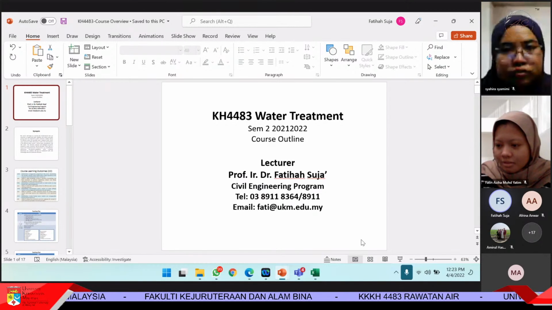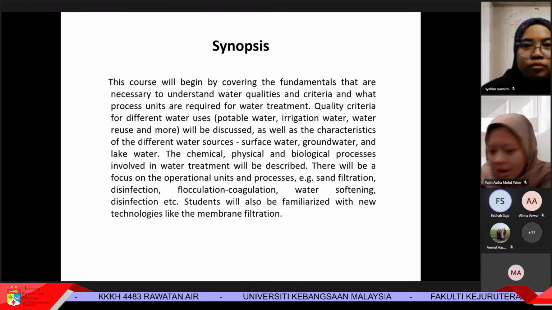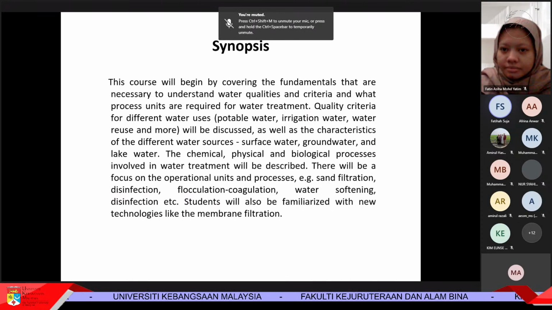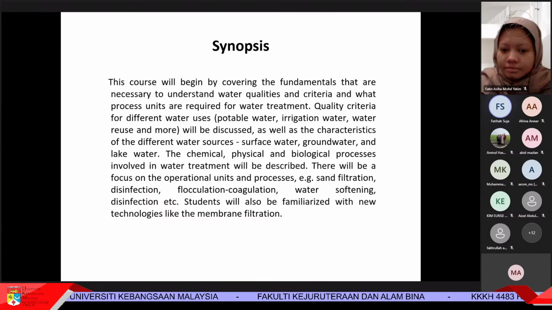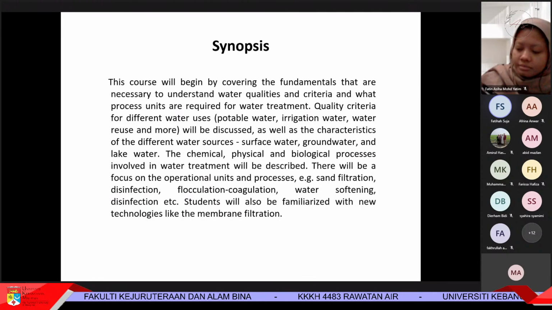Okay, so the synopsis, this is a requirement that we need to tell students what are the objective and outcomes for the course that we want students to achieve. How many of you have taken actually wastewater treatment? Any of you? Last semester? Yes, Doctor. Okay. Most of you have taken wastewater treatment.